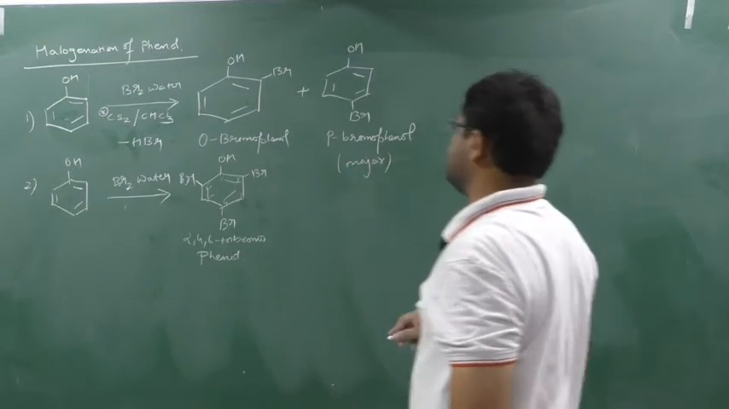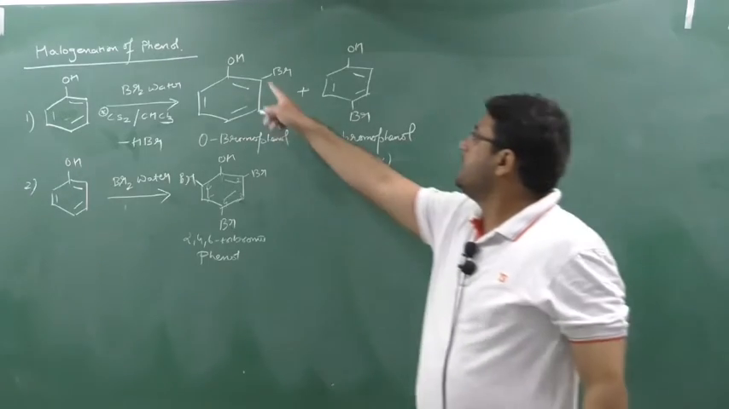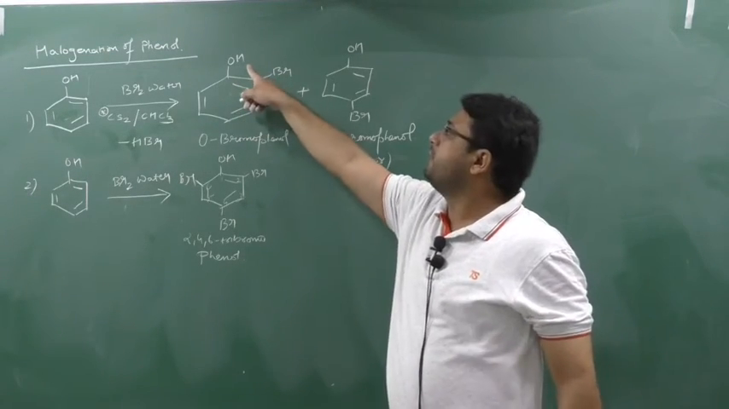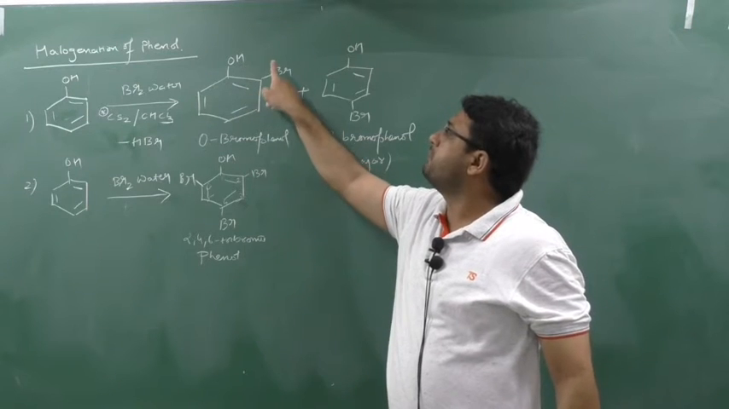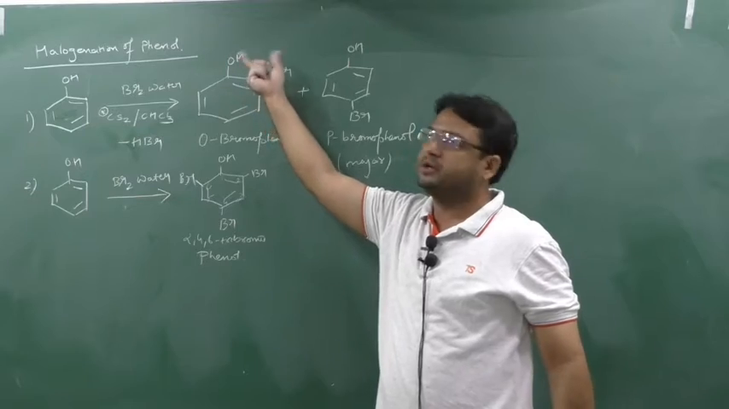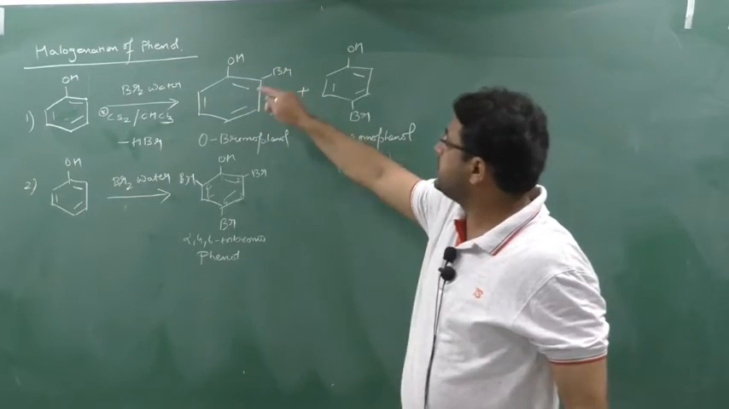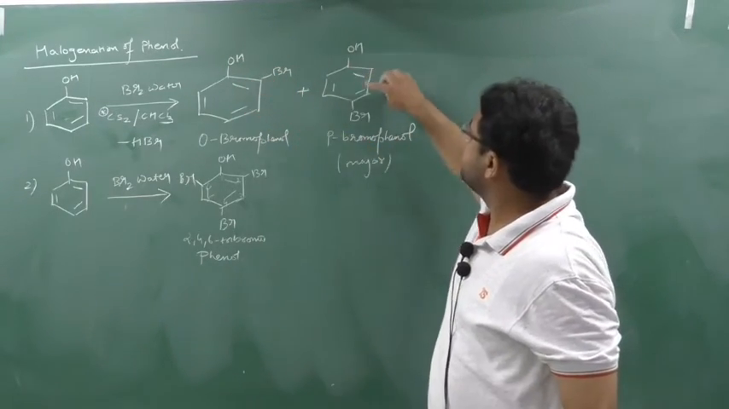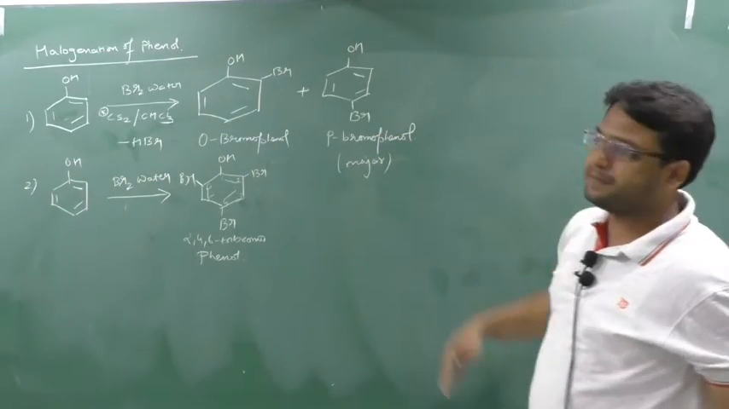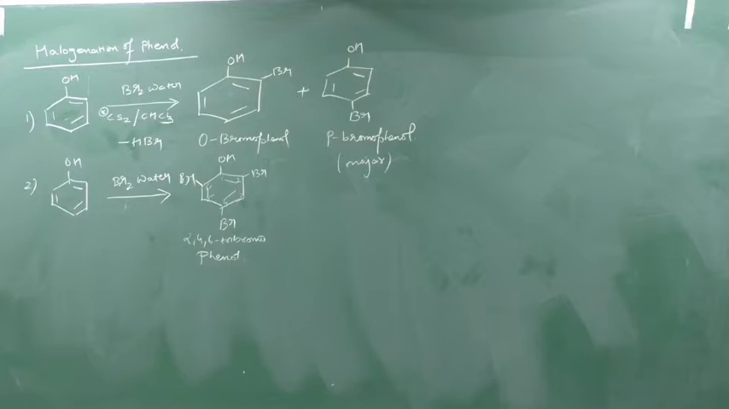So now what can be the reason when OH and Br cannot form hydrogen bonding? There will be an electron repulsion between the electron cloud of Br and the electron cloud of OH. Yes or no? Due to this repulsion, this will become unstable, but in the para case the Br is very far away from OH, so there is less repulsion. When less repulsion, more stability. So P-bromophenol will be major.